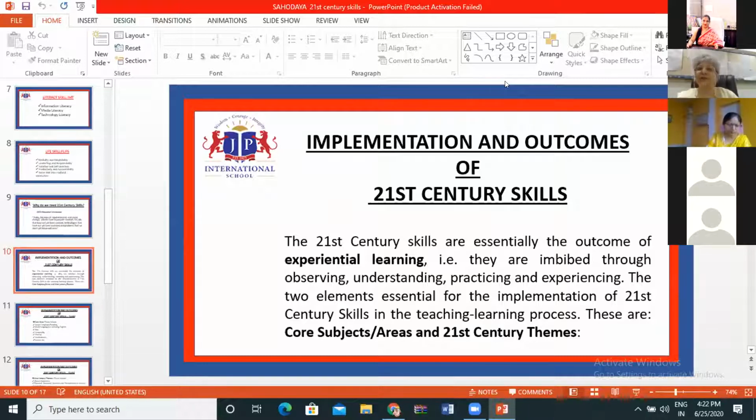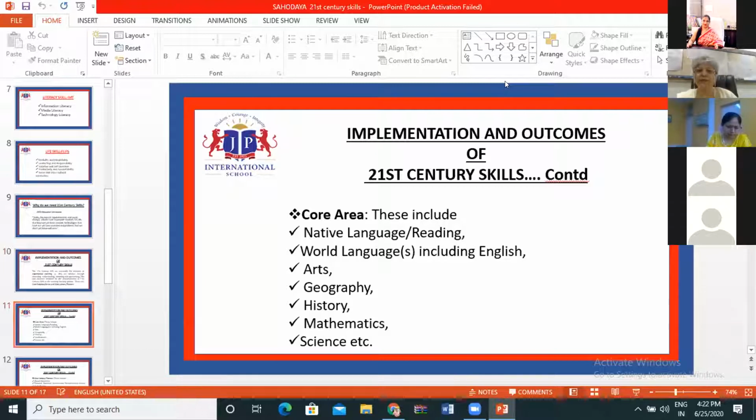This generally has been divided into two groups. That is, through the subjects, they will learn certain skills, and through the themes, they will learn certain skills. So what are those subjects? We all are aware. We generally teach 2 languages, then arts, geography, history, mathematics, science. All through these, we are learning something or the other if a teacher is a little cautious, a little aware of the kind of skills which are existing in this manual. So they can make a lot of difference. They can really teach a subject while imbibing the different kinds of skills into our students.